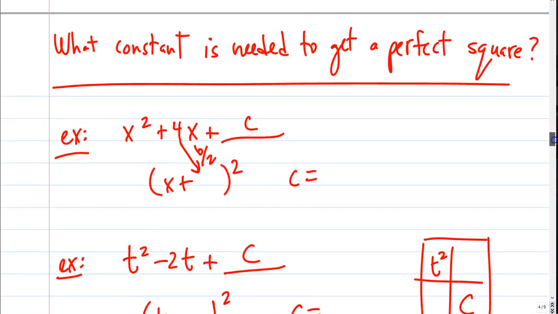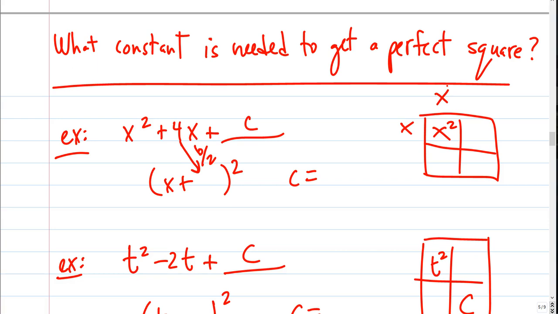Let's start with what your homework's going to do. They're just going to ask, what constant do you need to get the perfect square? Well, I have x squared plus 4x. And remember, I want a perfect square. So first, what's going to make that x squared? Well, x times x.